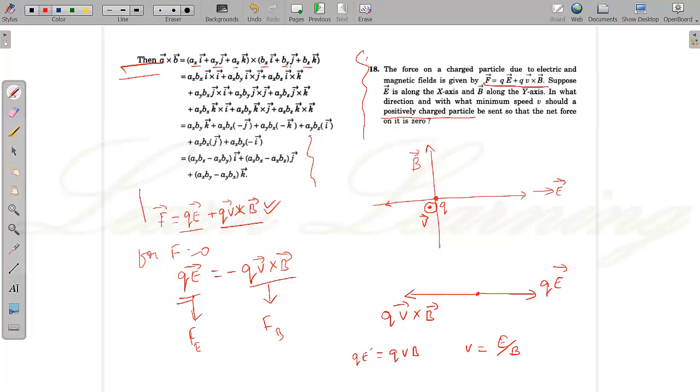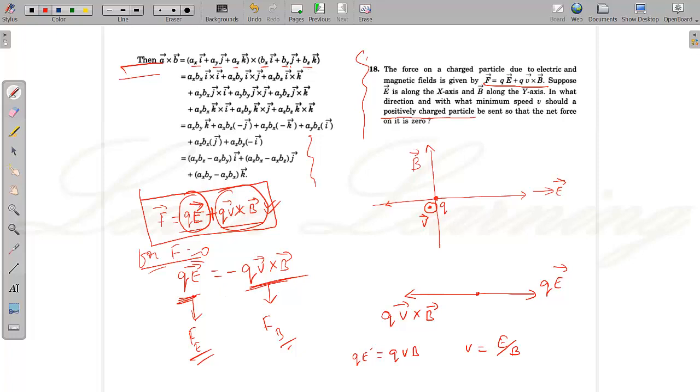If you see the total force on a charged particle traveling in an electric field and a magnetic field, it represents two terms. QE is the force due to the electric field, and QV cross B is the force due to the magnetic field. The sum of these two gives you the resultant force. Now for F to be 0, the direction of QE should be equal to minus QV cross B, so that both of them cancel each other and the net force will be 0.